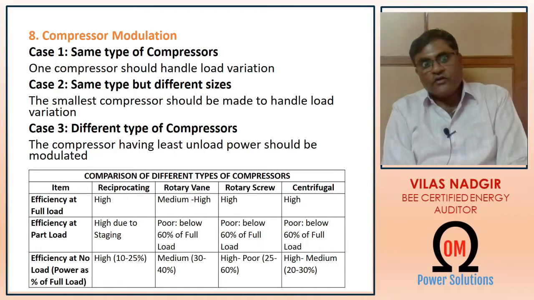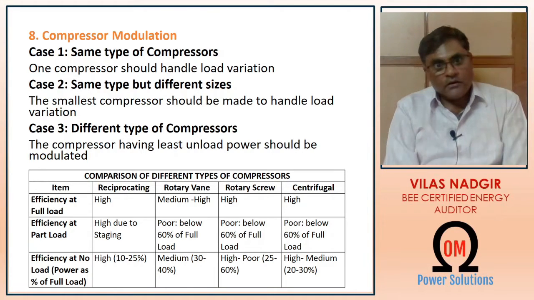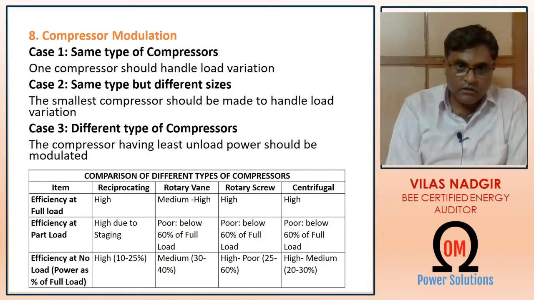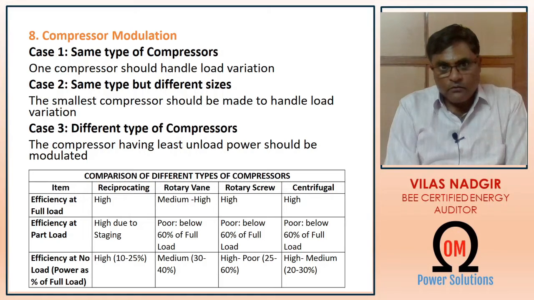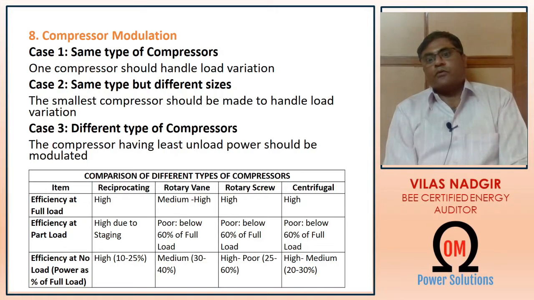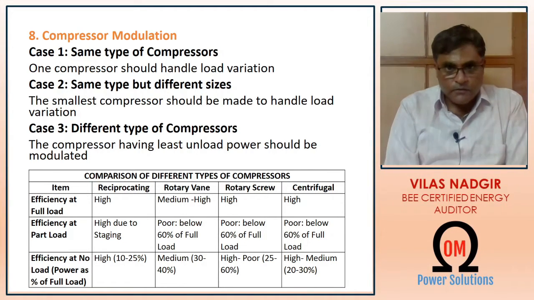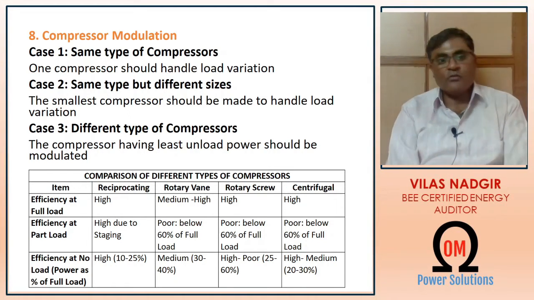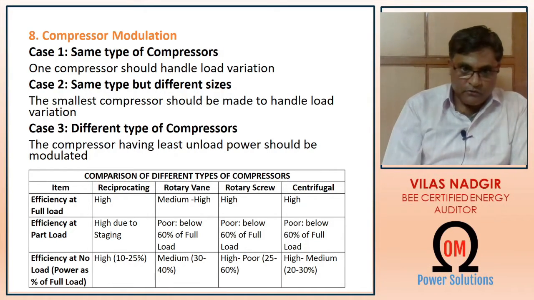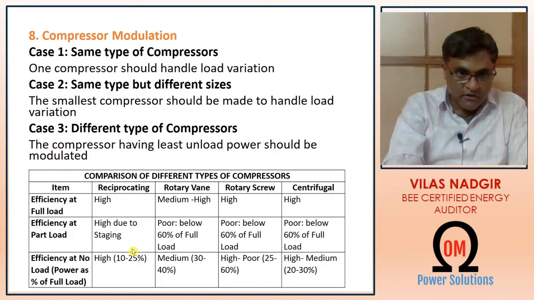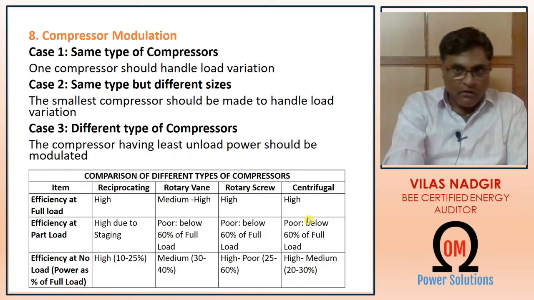Then in case 2, let us take that there are the same type of compressors but of different sizes. In such a situation, we have to make the smallest compressor handle the load variation. If there are different types and different sizes of compressors, then we have to see this table. In this table, I have given the efficiency of all types of compressors at different loads.